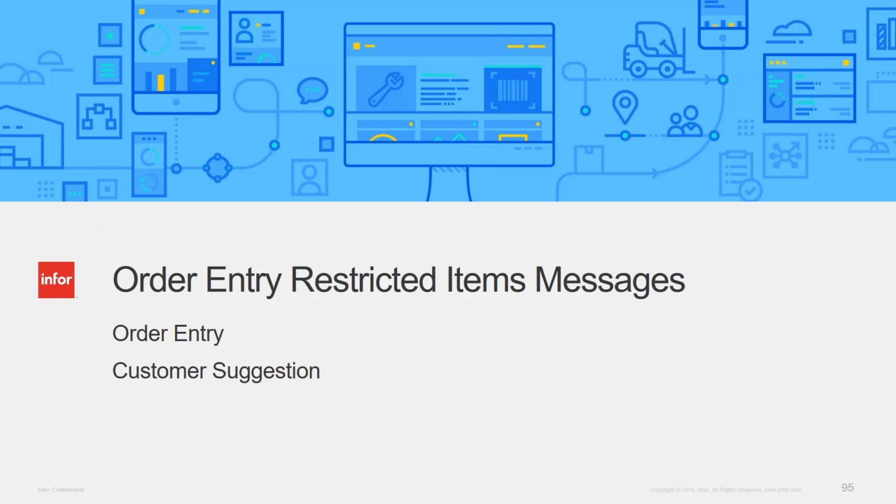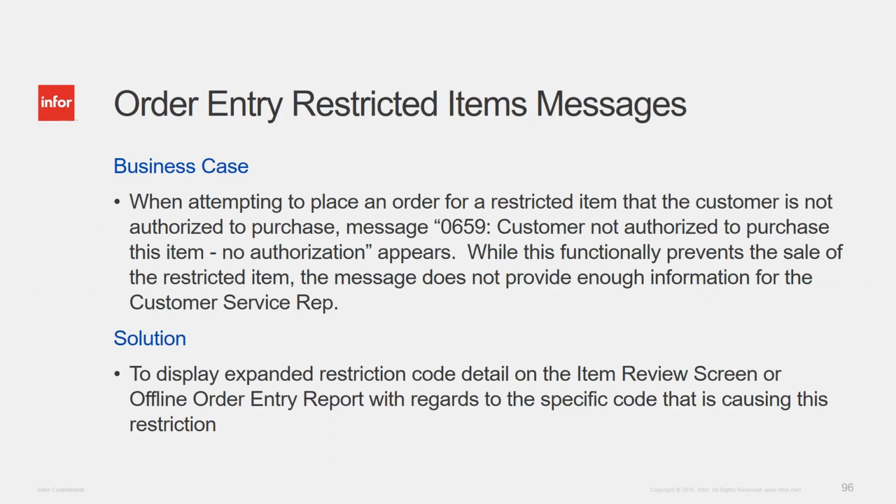Order entry restricted items messages. Our business case: when attempting to place an order for a restricted item that the customer is not authorized to purchase, the standard message, "hey, you can't buy this," appears. While this functionally prevents the sale of the restricted item, the message does not provide enough information to the customer service rep. Yeah, but why?